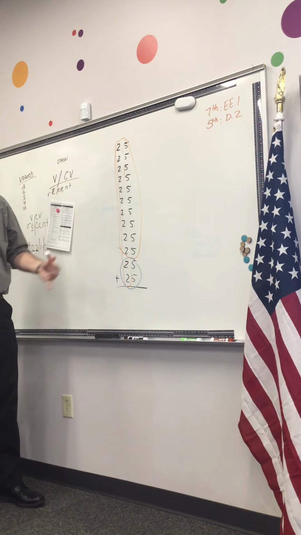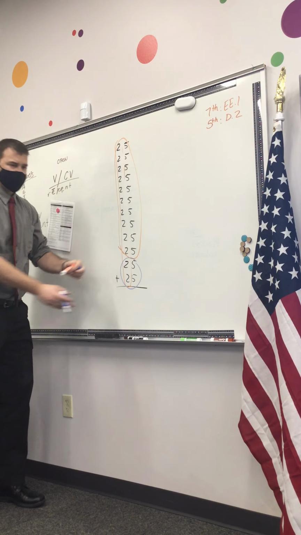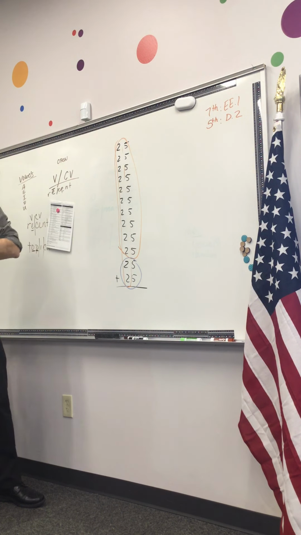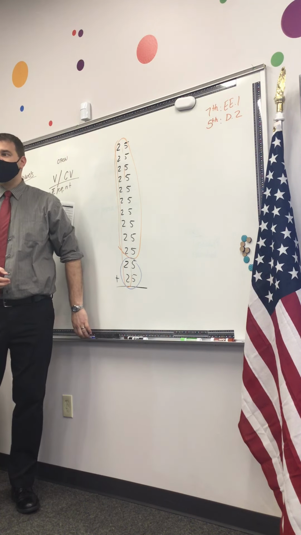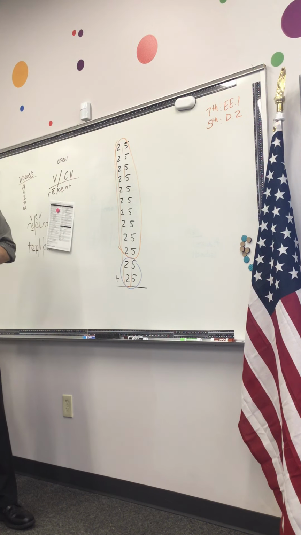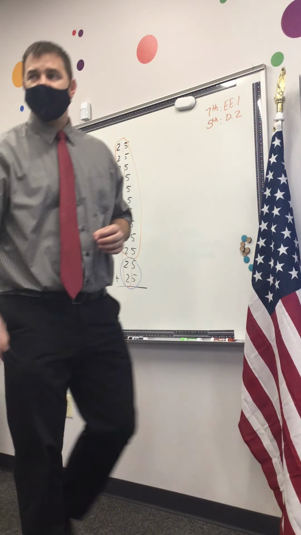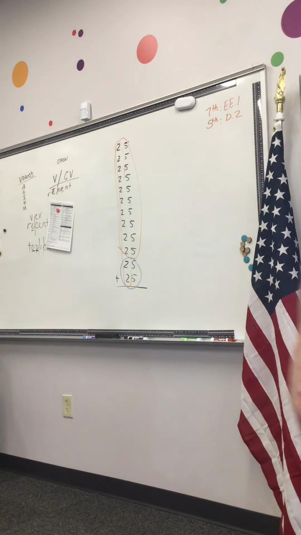Isn't that a total of 12 groups still? But now I'm just splitting up and saying I'm going to group these 10 together and group these 2 together. Why might I want to do that? Why would I group things in groups of 10? Yeah. So it would be easier to add. Why is it easier to add a group of 10?